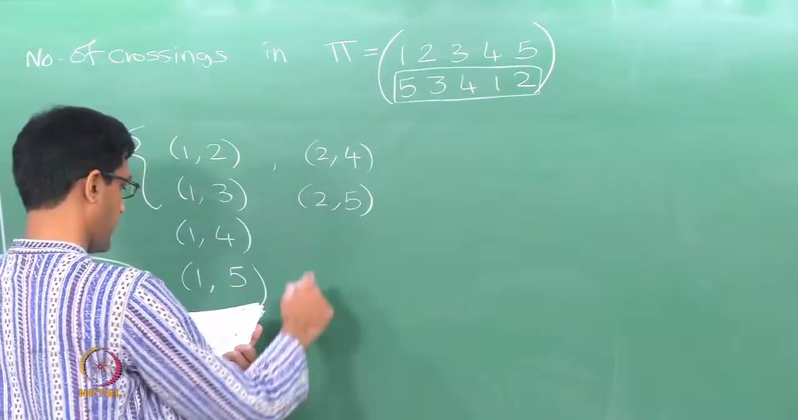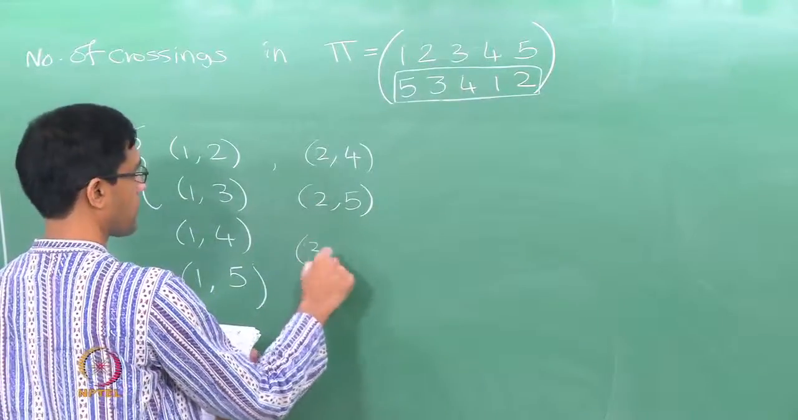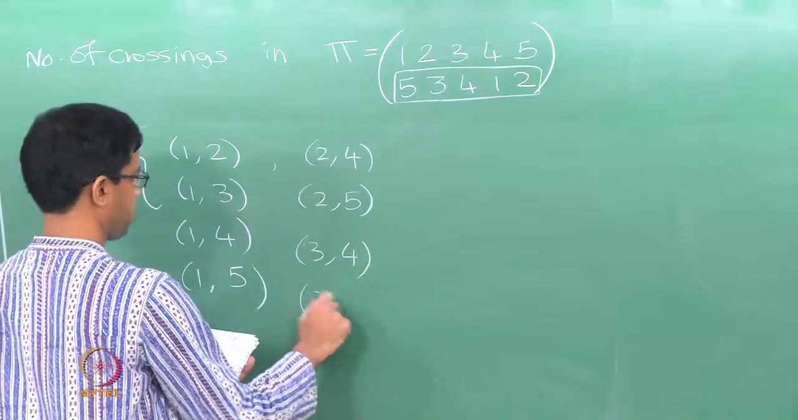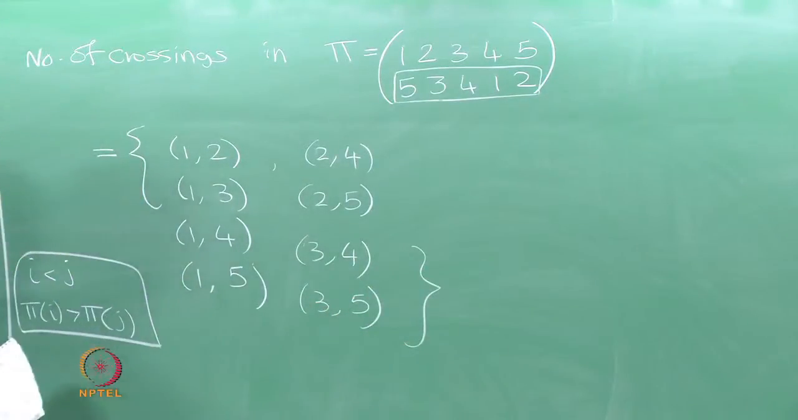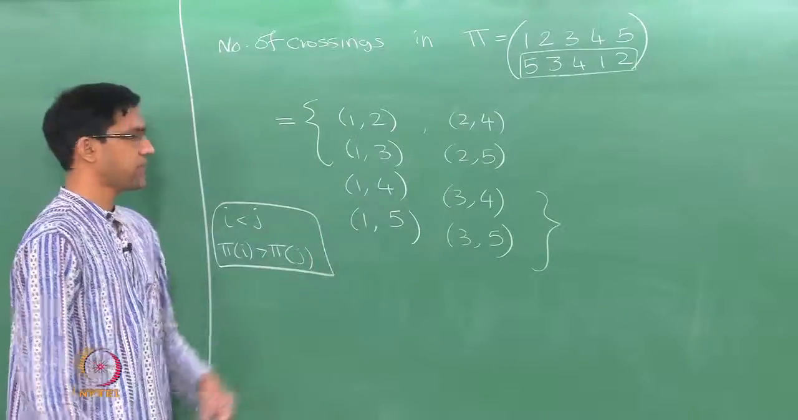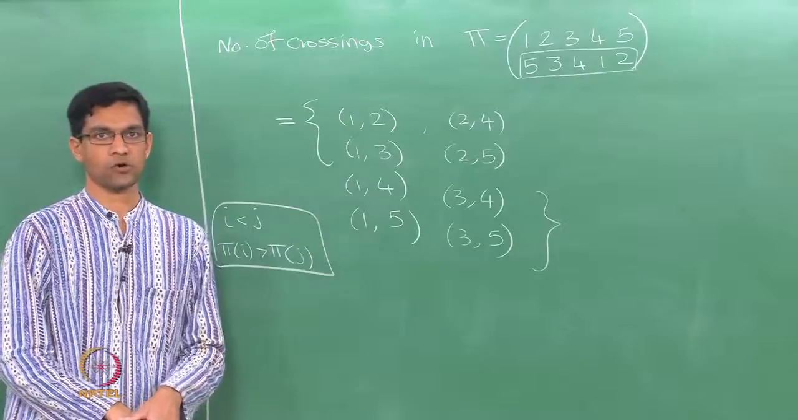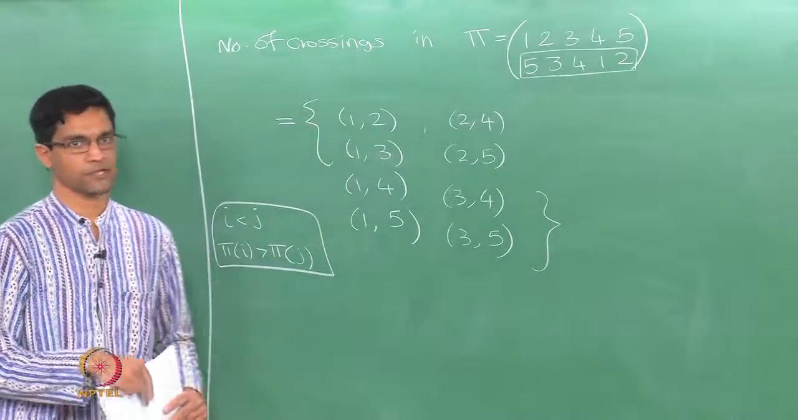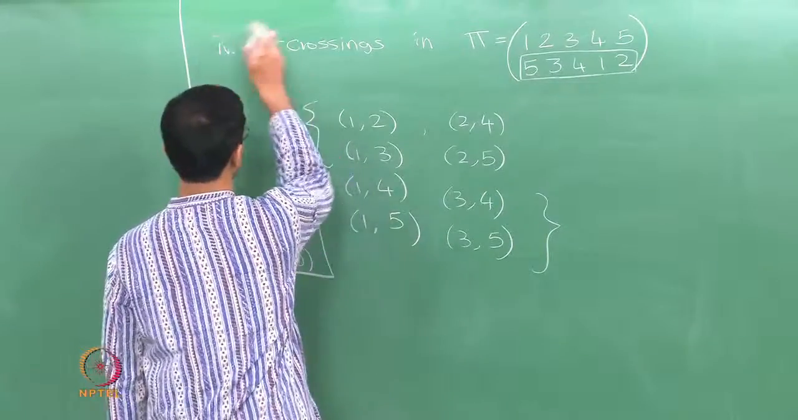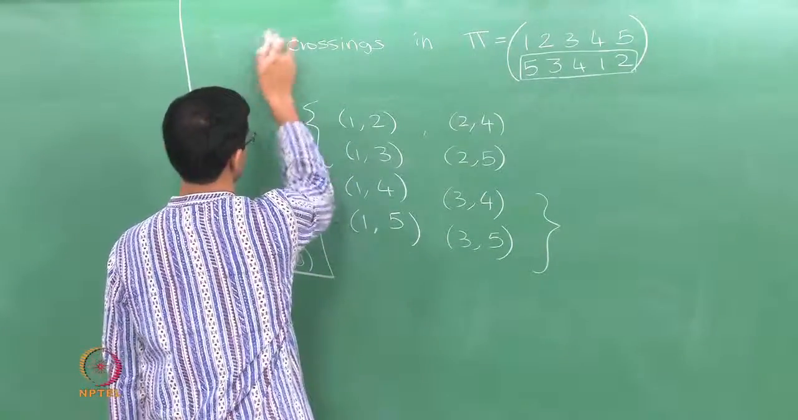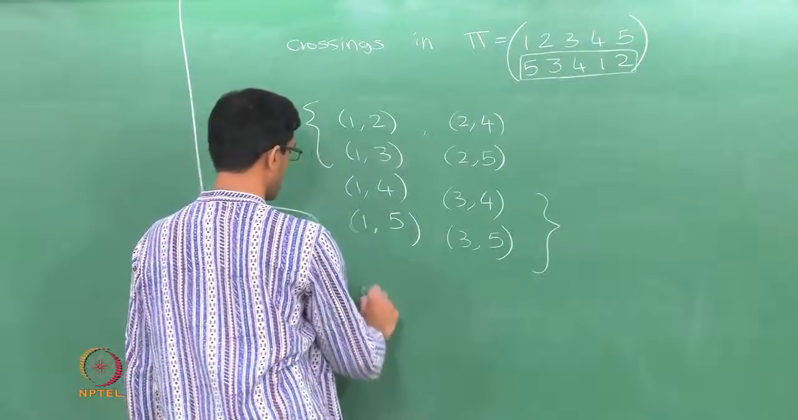For 3 I get 3 4 and 3 5, and that's it. So this is a full list of crossings for the given permutation pi, and observe there are in fact 8 crossings. So the total number of crossings of the original permutation pi also happens to be 8. So this is the list of crossings, so this is a set of crossings, and so the number of crossings is of course 8.